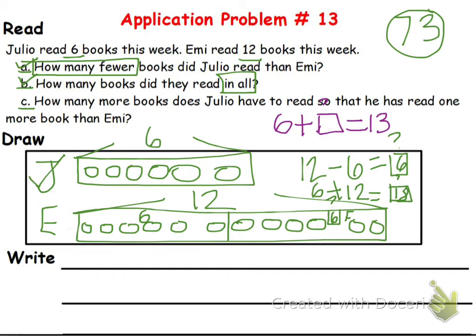6 plus what equals 13? And we can count on for this. 6, 7, 8, 9, 10, 11, 12, 13. Oh, it's 7. So now we have finished all 3 of these.